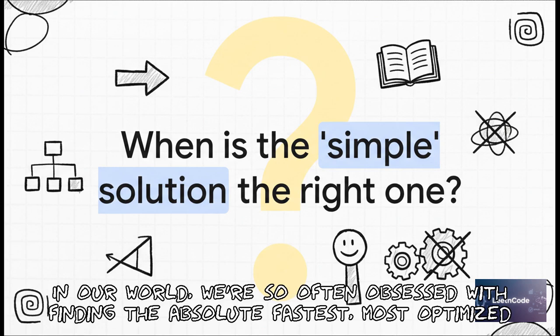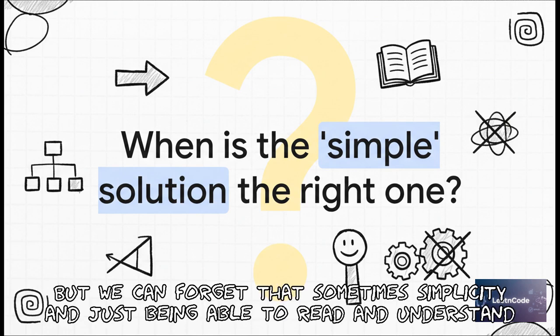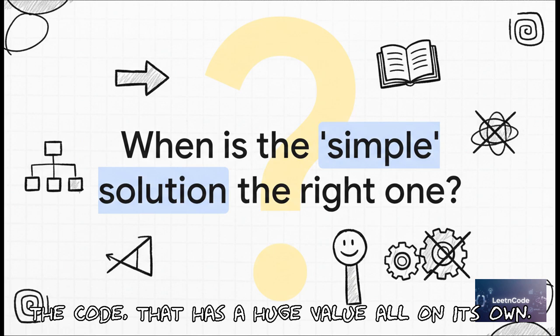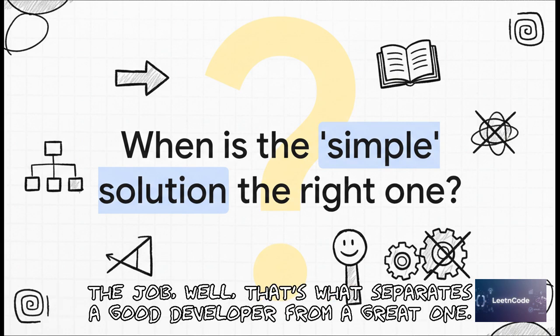So this kind of leaves us with a final thought, right? In our world, we're so often obsessed with finding the absolute fastest, most optimized solution for everything. But we can forget that sometimes simplicity and just being able to read and understand the code has a huge value all on its own. Knowing when that straightforward, good enough solution is actually the best solution for the job, well, that's what separates a good developer from a great one. So what do you think?